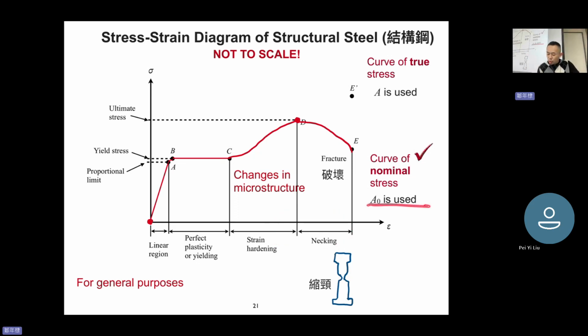But if we use the original area, the curve is like this. If you use the real area, actually sigma T, the true stress, should be greater than the engineering stress. So you have a different curve to the final point, because you can see that the area here becomes really small, all right?